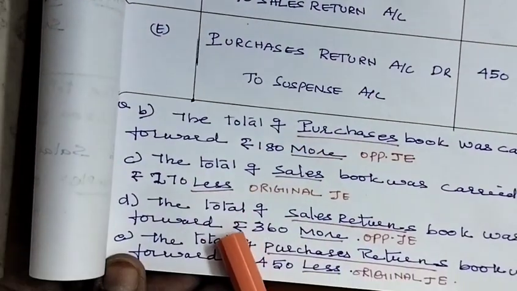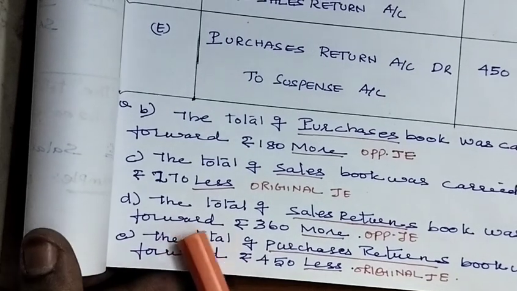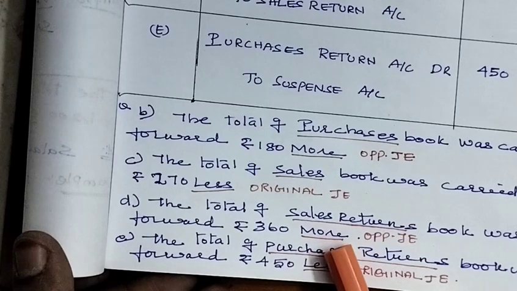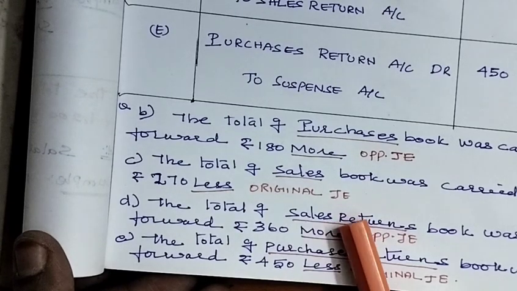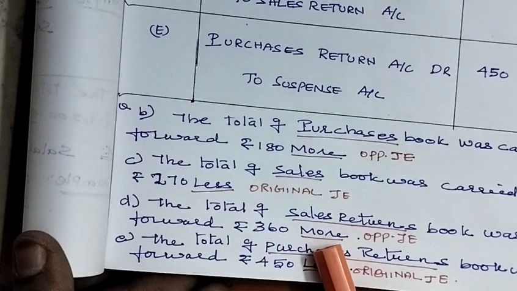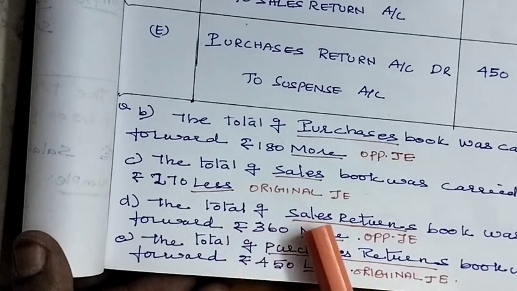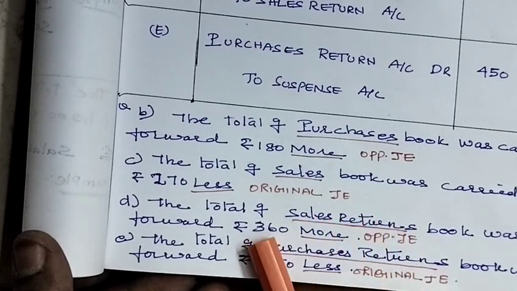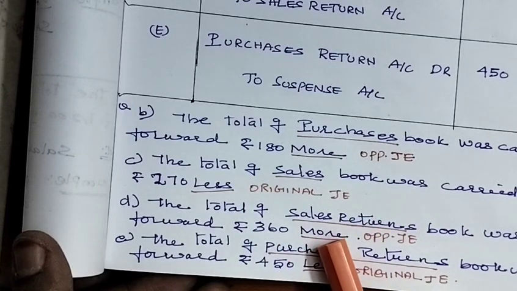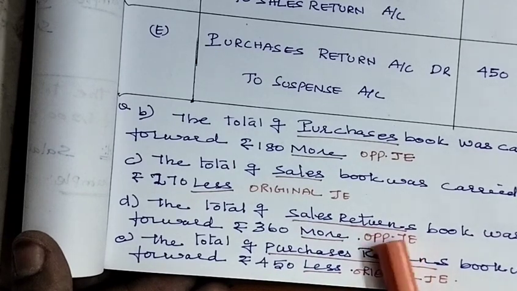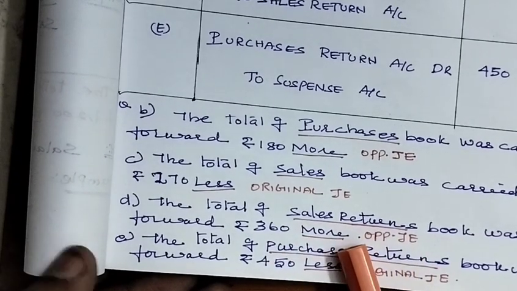Okay, let's see the next transaction: the total of the sales return book was carried forward rupees 360 more. Sales return book shows 360 rupees more, excess. Okay, 360 rupees excess in the sales return book. This is the error. How could you rectify this error? Whenever you see more, excess, over cost, you should follow the opposite journal entry. Then only the error will be rectified.